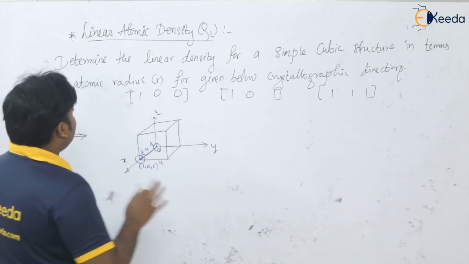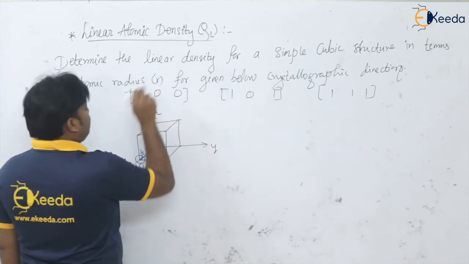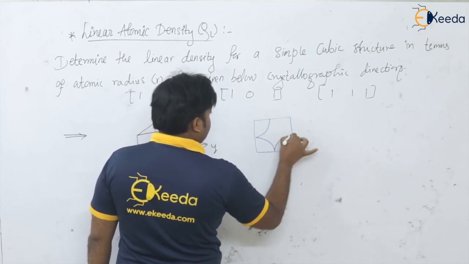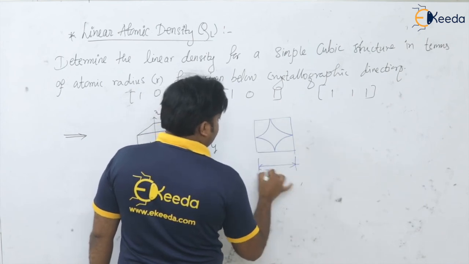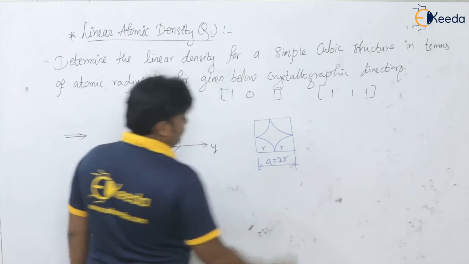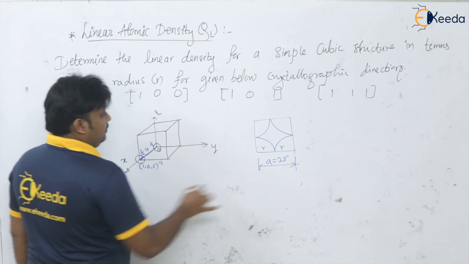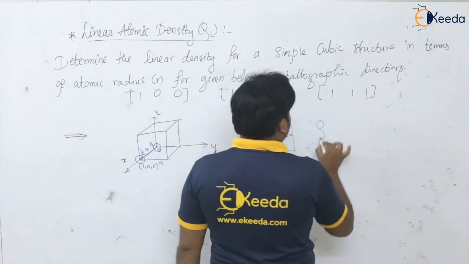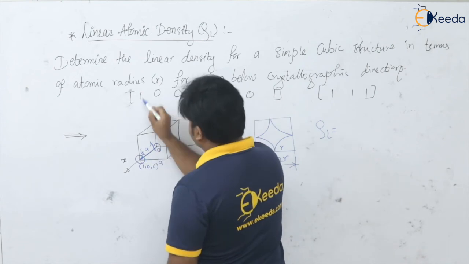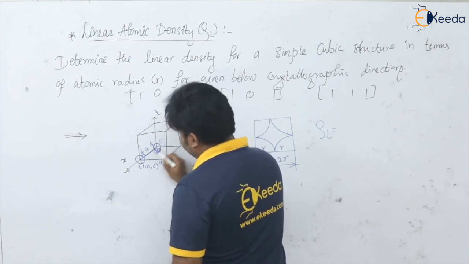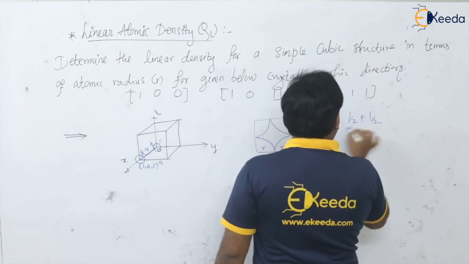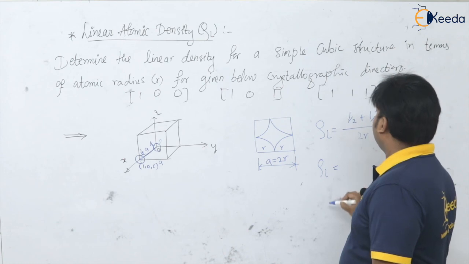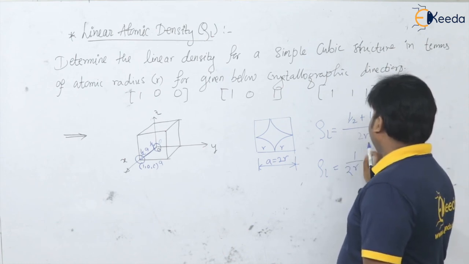So very easy to calculate now, and they are asking to find in terms of radius r. So you know that in FCC these corner atoms are touching each other, so this a will be nothing but what? This is r plus r, 2r, we know this. So a we know, that is 2r, we know how many atoms are there, half plus half. So what is this linear atomic density? Rho l will be the number of atoms in the direction. In this direction 100, from the origin, how many atoms are there, half plus half, divided by what is the length a? a is nothing but 2r. That is rho l is equal to half plus half, that is 1, divided by 2r.